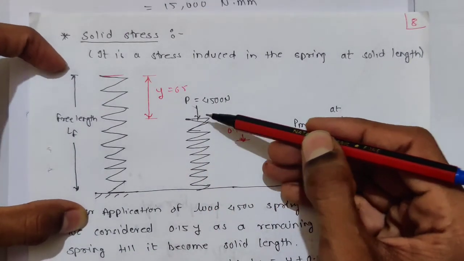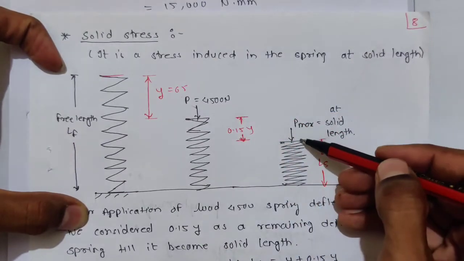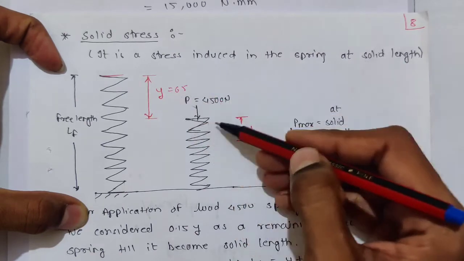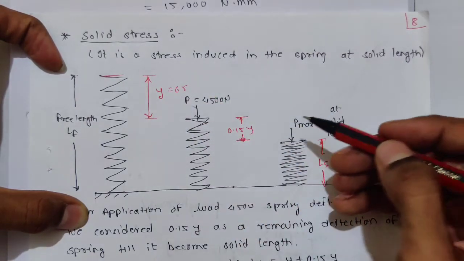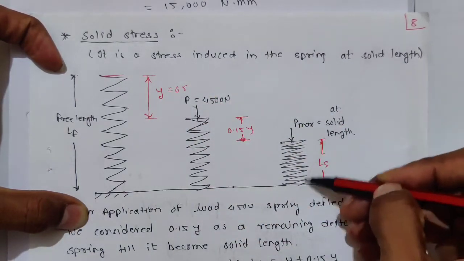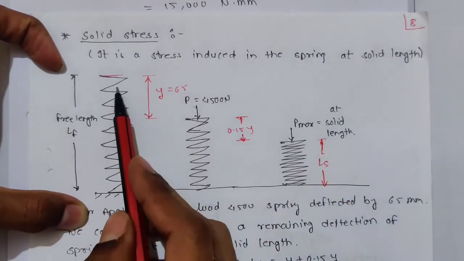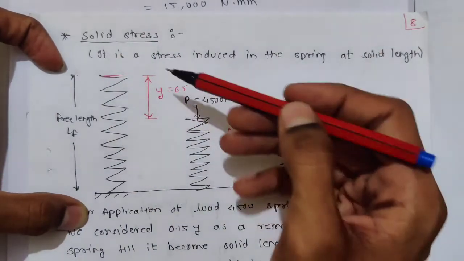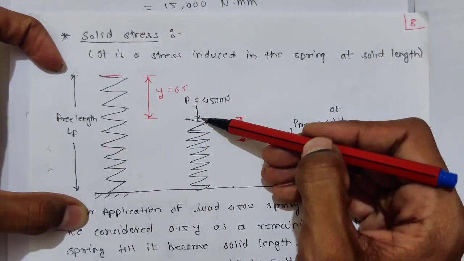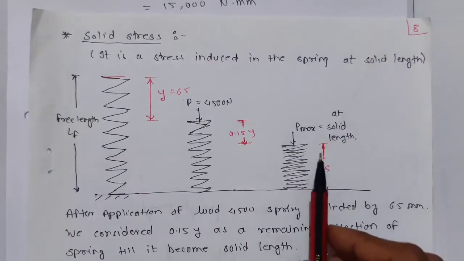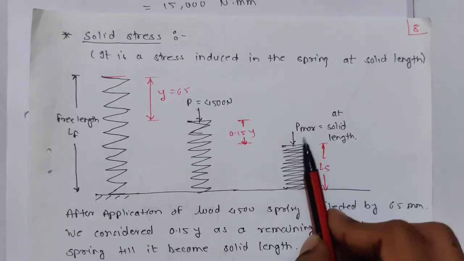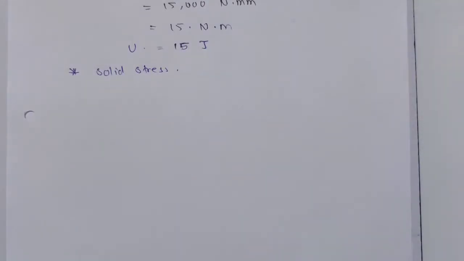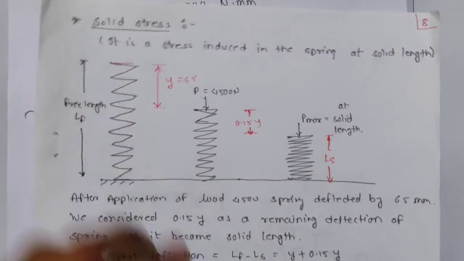After we apply the maximum load P max or P solid, we will get LS. After applying the 1200 Newton, we got this length. Okay, and after applying maximum load or solid load, we will get LS. If you have a range of about 200 to 400, after applying 400 we get this value, and for solid length we take P max or P solid. So first we have to find the maximum deflection.